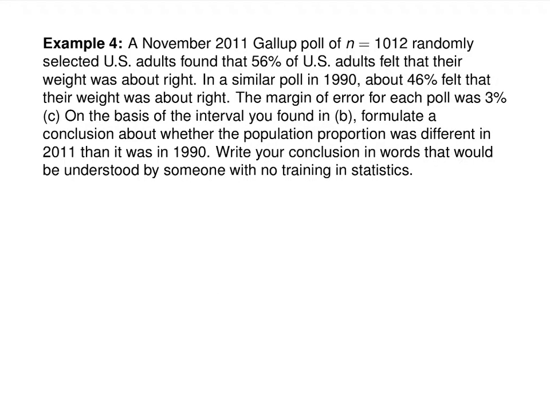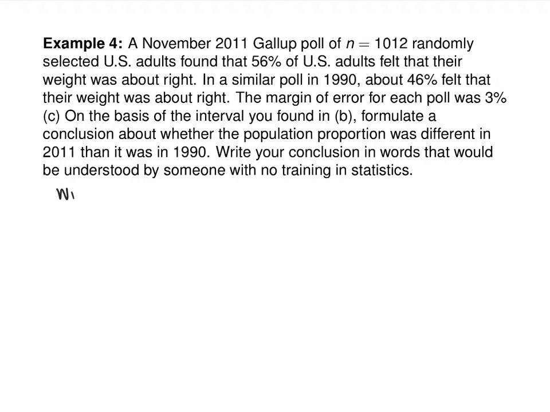So on the basis of the interval that you found in Part B, formulate a conclusion about whether the population proportion was different in 2011 than 1990. Write your conclusion in words that would be understood by somebody with no training in statistics.